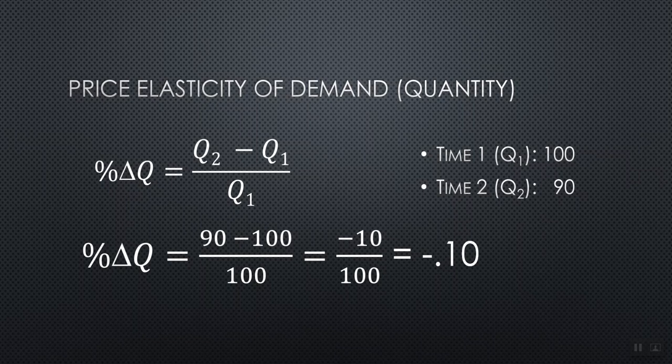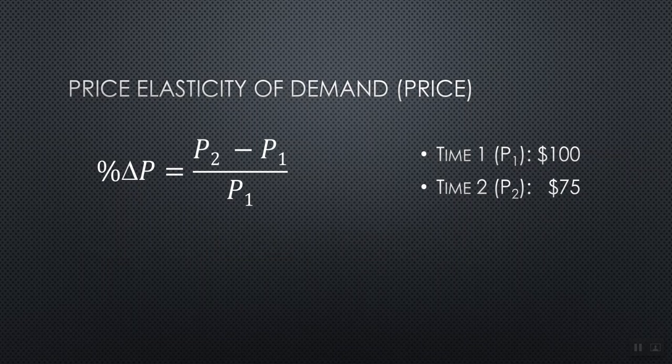All right, let's look at the price side now. Similar to the demand side, our equation is price 2 minus price 1 divided by price 1. And at price 1, or time 1 for price, we sold our hamburgers at $100. Maybe these weren't hamburgers. I doubt we're selling hamburgers at $100. So whatever this product is, we're selling it at $100. And we already know that our demand went up, and we see that our demand went up because our price went down to $75.